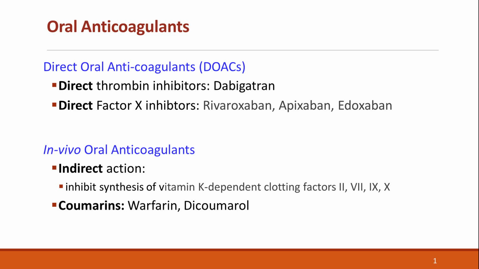Oral anticoagulants can be broadly divided into direct oral anticoagulants and indirect agents such as warfarin. Direct oral anticoagulants act directly on thrombin or factor Xa and provide rapid, predictable anticoagulation without the need for routine monitoring. In contrast, warfarin acts indirectly by inhibiting the synthesis of vitamin K-dependent clotting factors, resulting in a delayed onset of action and greater variability.